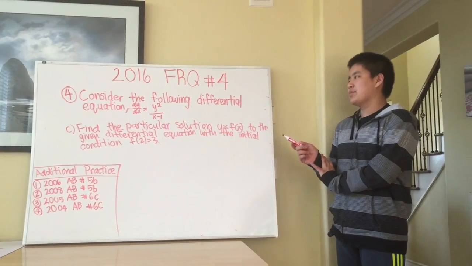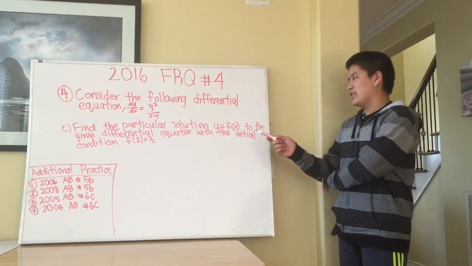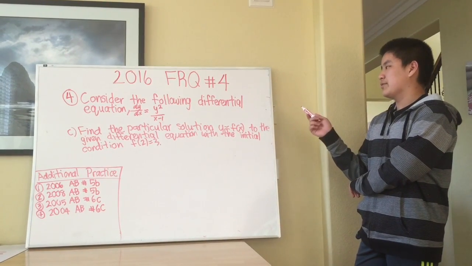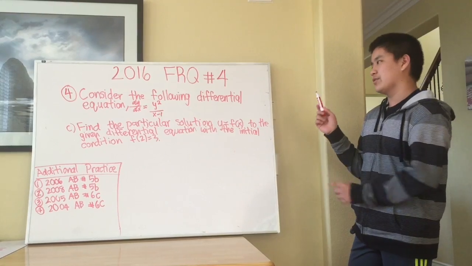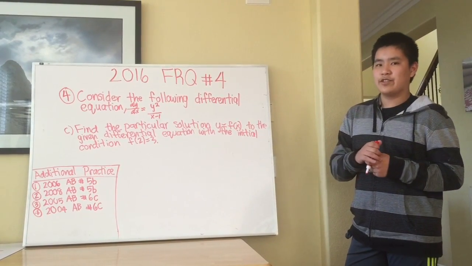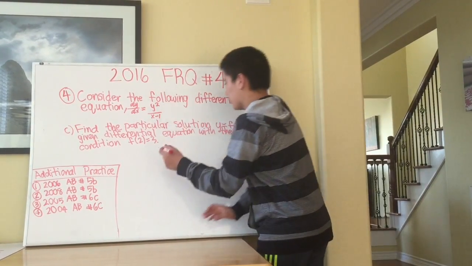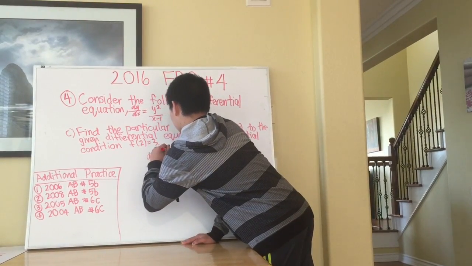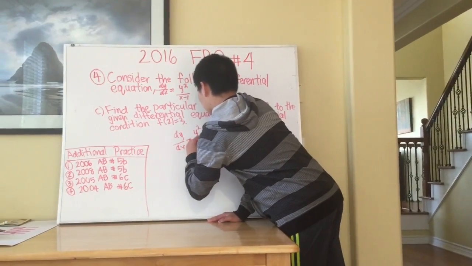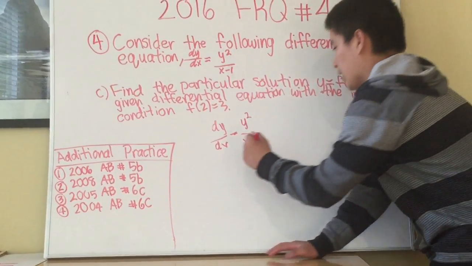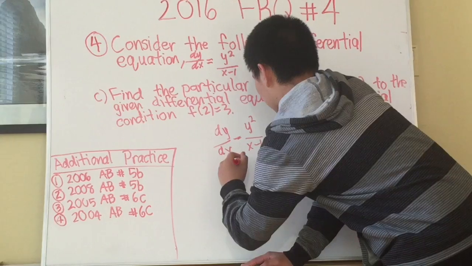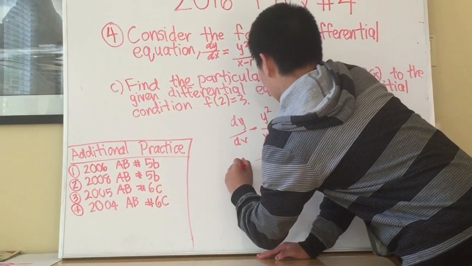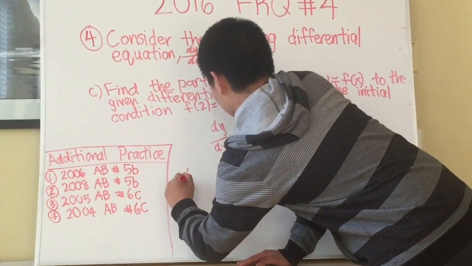For part C, we are supposed to find the particular solution y equals f of x to the given differential equation with the initial condition f of 2 equals 3. So our very first step is we want to separate the variables. We know dy over dx equals y squared divided by x minus 1. We can separate that and get 1 over x minus 1 dx equals 1 over y squared dy.